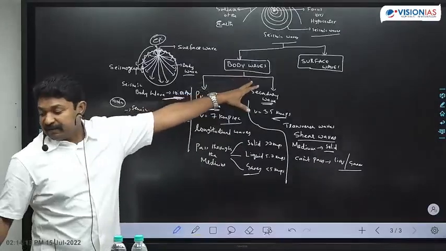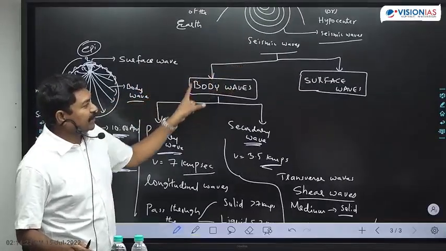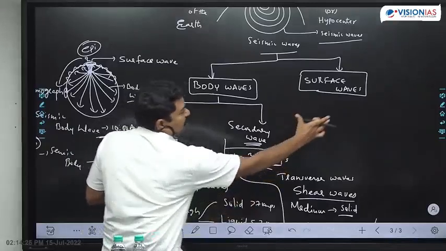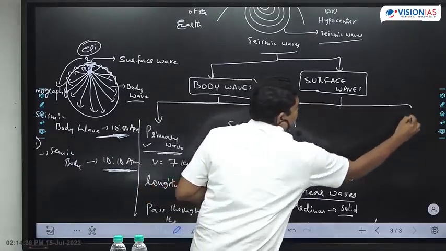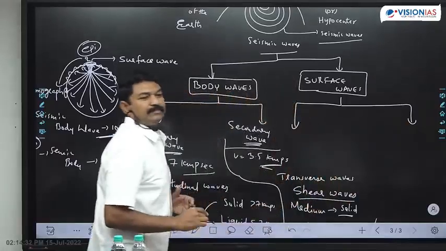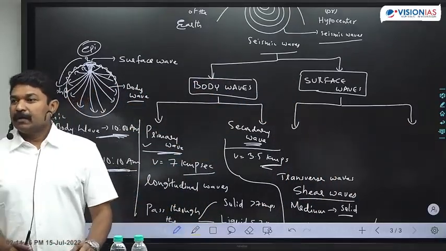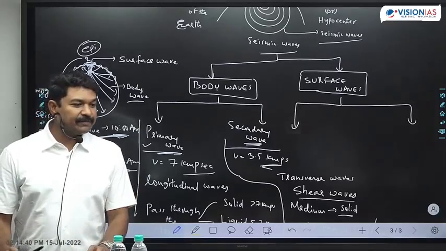Seismic waves are of two types. Draw this flow chart. After this, give some space after primary and secondary, because we need to discuss something here also. Seismic waves are of two types: one is the body wave, another one is called surface waves.